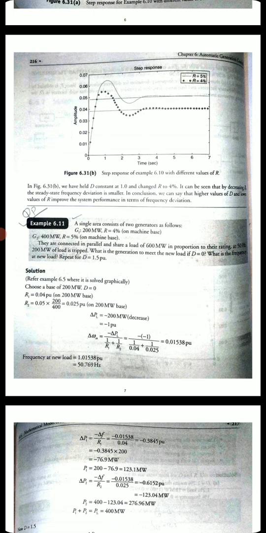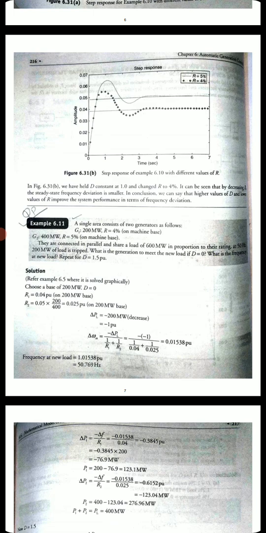We know, put all the values. We will get the value as 0.01538 per unit. So the new frequency at this load: 50 Hertz is the actual frequency, that is 1 per unit. Now the value is 1.01538 per unit, that is nothing but 50.769 Hertz.